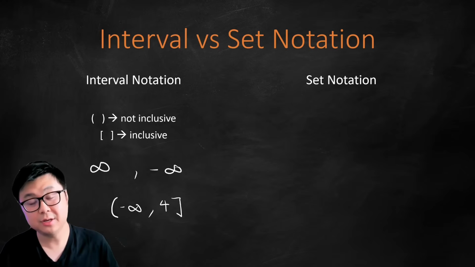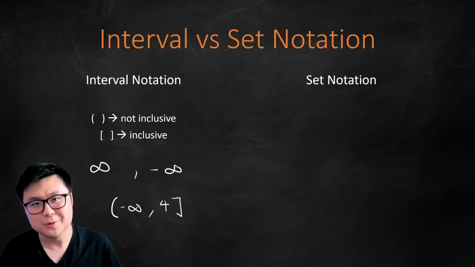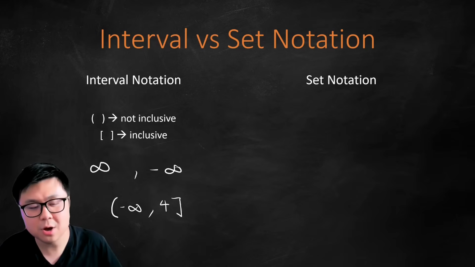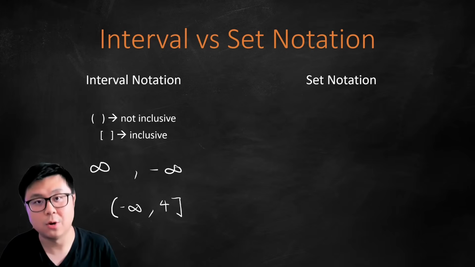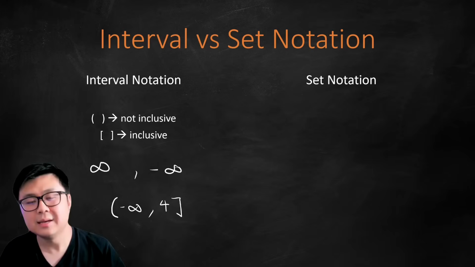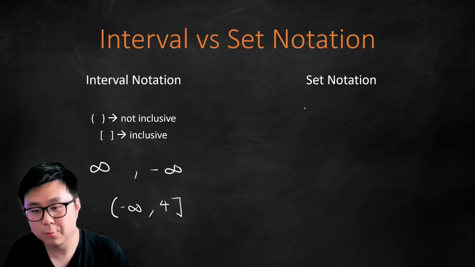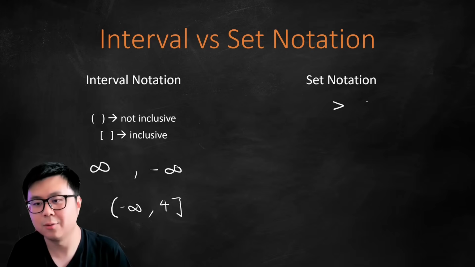Keep in mind, if you're going to use infinity or negative infinity, you can't ever include infinity, because infinity literally means it keeps going on and on, so it should always be paired with an open bracket when it comes to infinity.